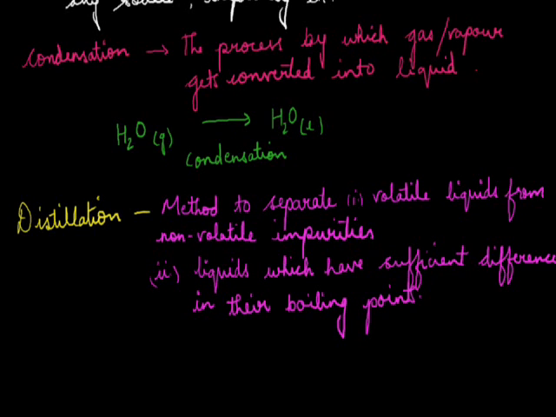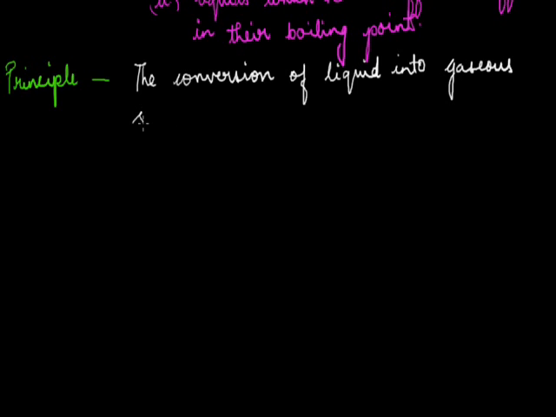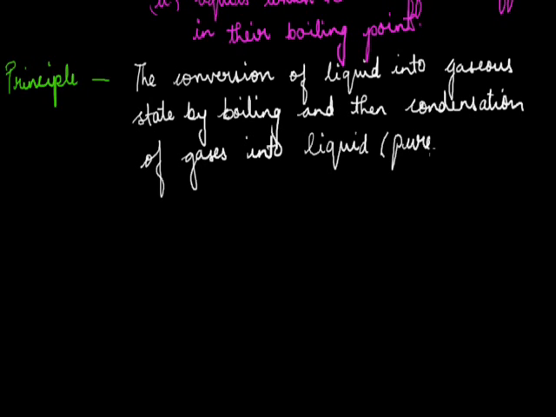Now what is the principle involved in this method? The conversion of liquid into gaseous state by boiling and then condensation of gases into liquid. So this is the principle involved in this. The liquid is converted into gases by boiling, and then by condensation the gases are converted into liquid. Now this liquid is the pure liquid. From this all the impurities are removed. This is the principle involved in distillation.